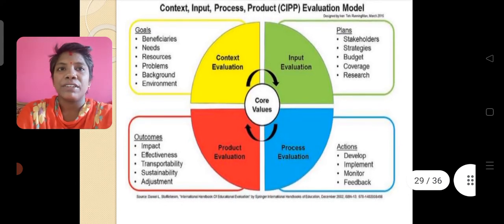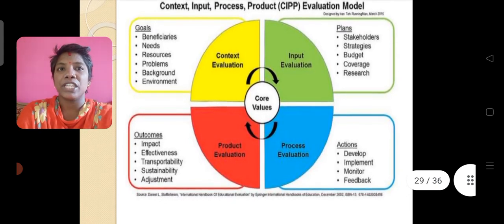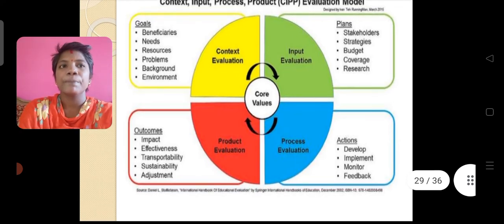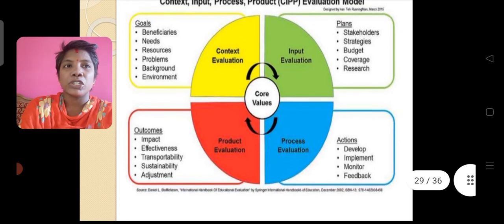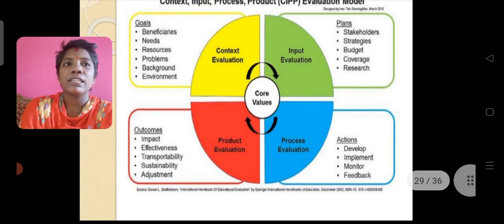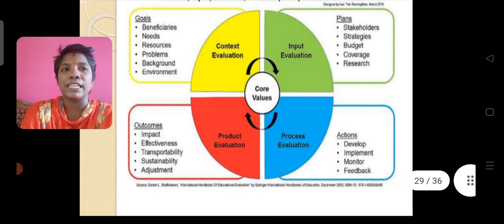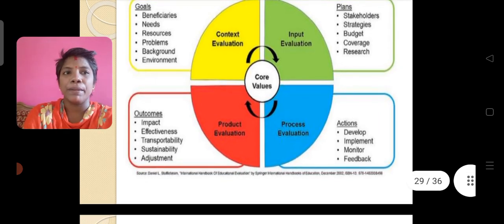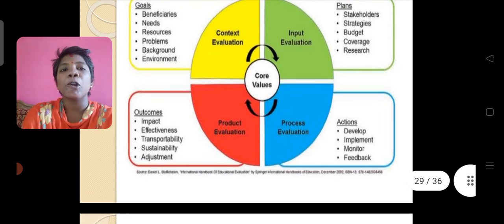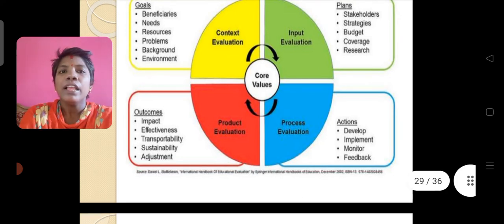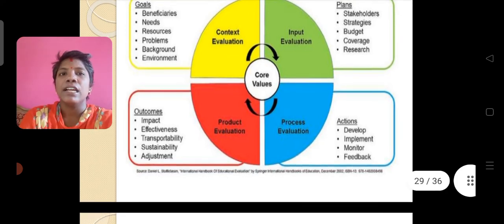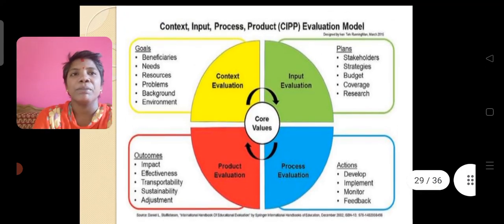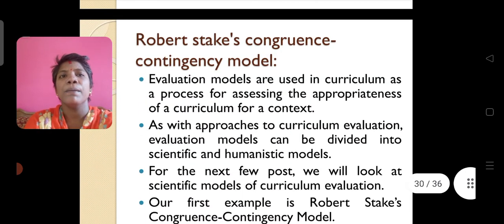The context evaluation: goals, beneficiaries, needs, resources, problems, background, environment. Then the input evaluation: plans, stakeholders, strategies, budgets, coverage and research. Process evaluation: actions, develop, implement, monitor, feedback. Then product evaluation: outcomes, impact, effectiveness, transportability, sustainability and adjustment. This is a brief explanation of the CIPP model.